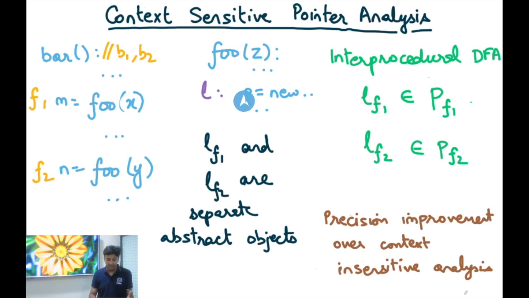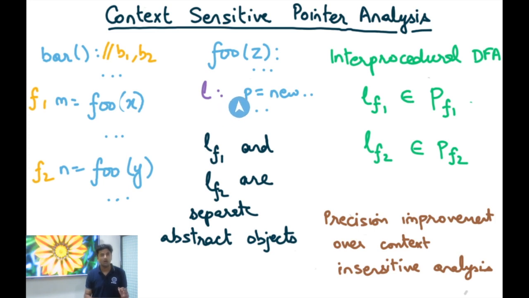Now in an interprocedural DFA with context sensitivity, we would say that L, the location L, occurred in what context of my analysis? Did L occur in context F1 when I came to foo through this F1 call site, or did L occur when I was analyzing it through the F2 call site? And so I will track LF1 and LF2 as separate abstract objects in my analysis. And so that is also a source of precision improvement. So for example, the points-to set of PF1, which is P occurring in F1, would contain LF1, and the points-to set of PF2 would contain the location LF2.